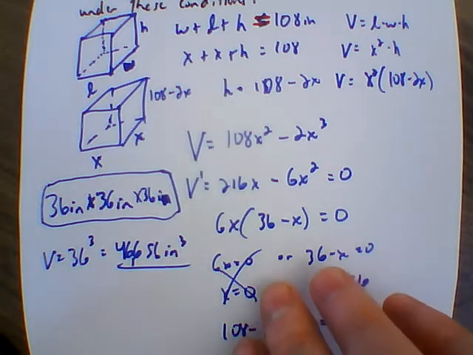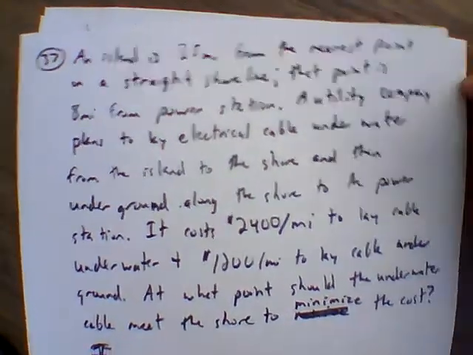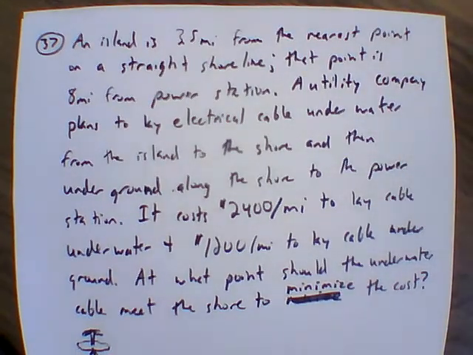If we move on to my last problem, a little bit more of an application problem, actually kind of interesting on here. It's number 37. Okay, so number 37 talks about basically a power company overall. This power company has an island it needs to get power to. This island is 3.5 miles from the nearest point on a straight shoreline. So once again, the shoreline is going to be straight. So the nearest point is going to be perpendicular to that. You can go back to geometry class if you need to verify that. That point is 8 miles from the power station.